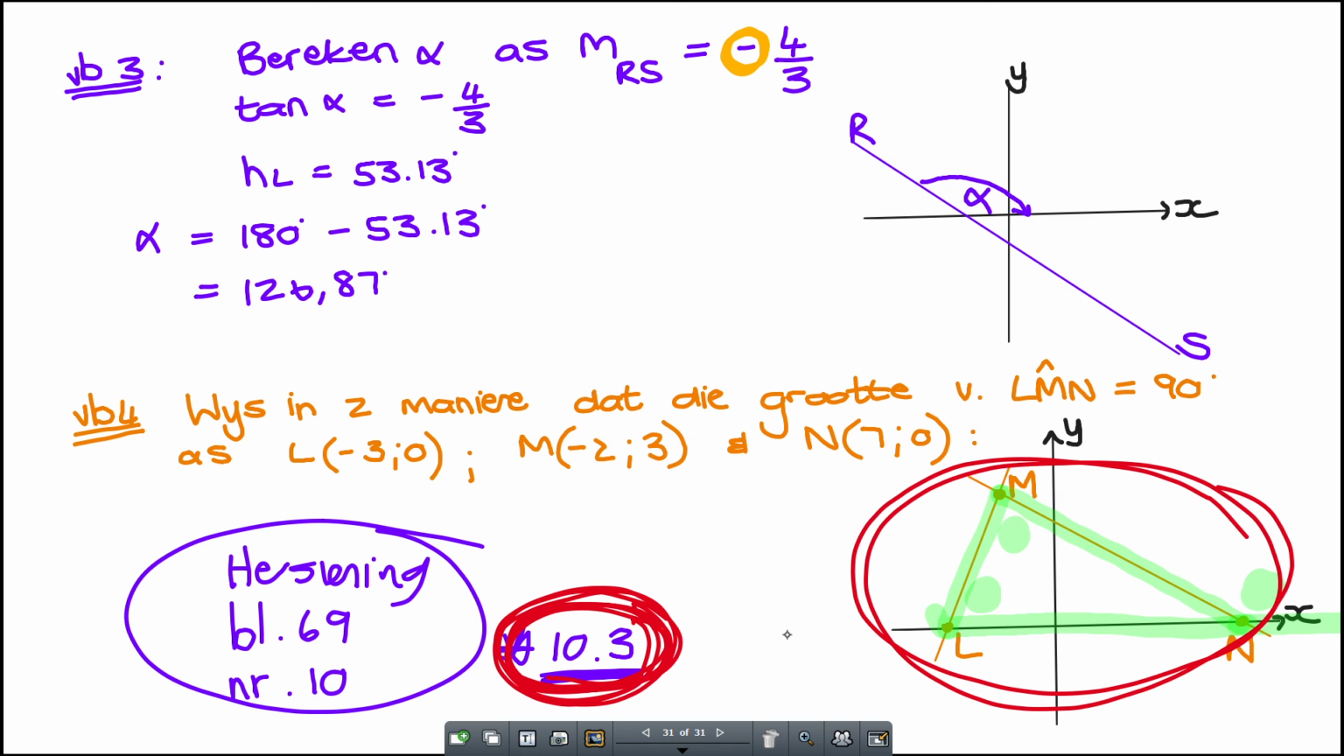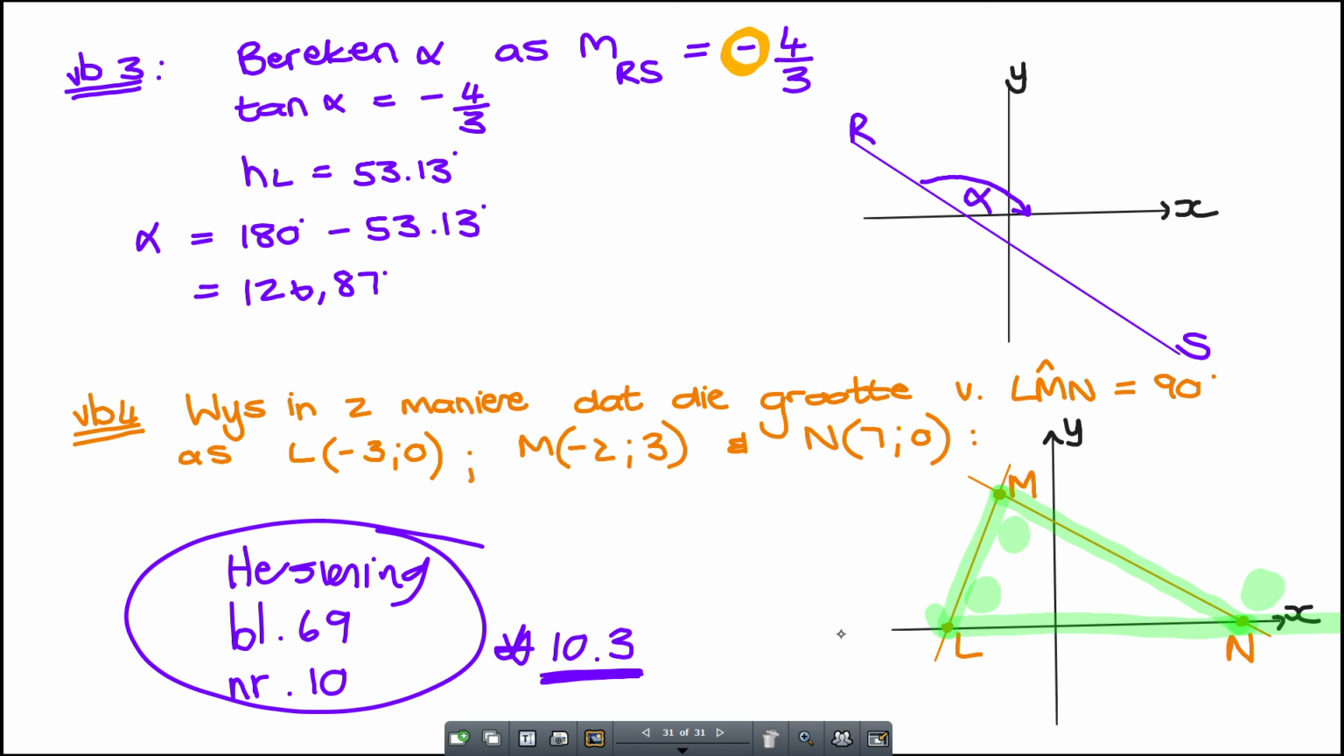Dis baie vinnig. Dit is regtig baie vinnig.